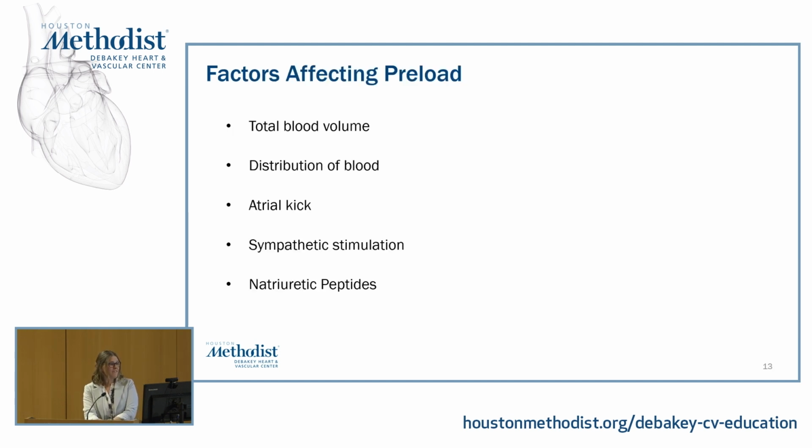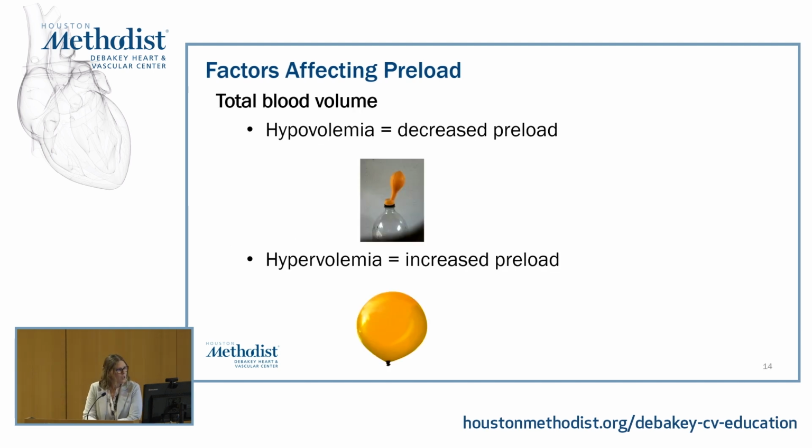Factors affecting preload: total blood volume, distribution of blood, atrial kick, sympathetic stimulation, and natriuretic peptides. Total blood volume obviously is the total amount of blood volume in your body. So hypovolemia will decrease your preload, and so that means you have less volume in your ventricle. Hypervolemia is increased preload, meaning you have too much volume in your ventricle.